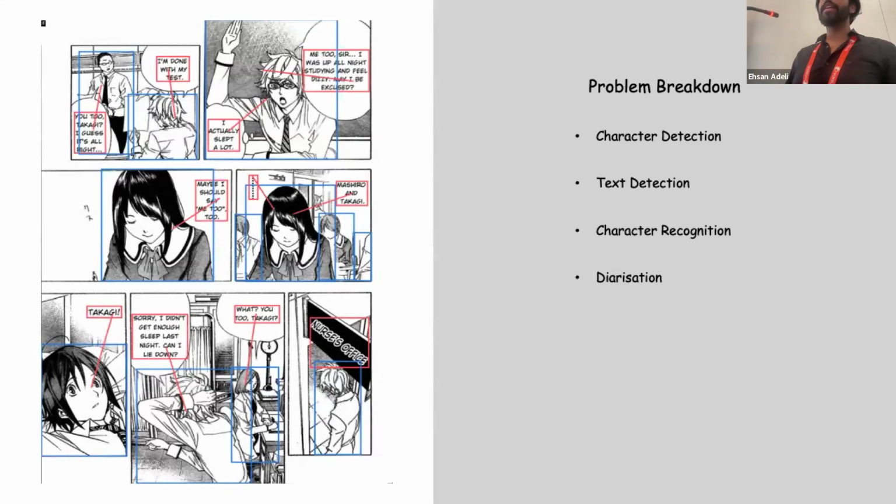Once we've done all of that, you can do OCR to get all the dialogues. And then you want to do some sort of ordering to decide what order things are said in. For that, you need to know where all the panels are. So there are a lot of things you need to do.